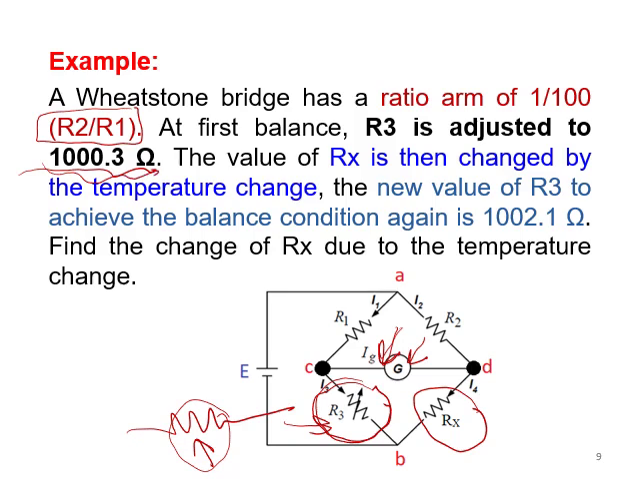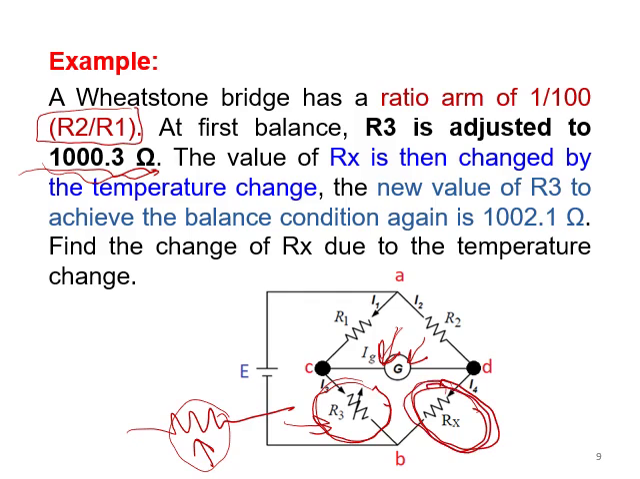Now, the value of Rx is changed by a temperature change, because Rx can be a temperature sensor. Sometimes, as we mentioned earlier, we will find that the output of a sensor is a resistor. So if the output of a heat sensor is a resistor, what does it mean? It means when the heat changes, the resistor will change. So here he's saying that the resistor Rx is changing due to the heat.